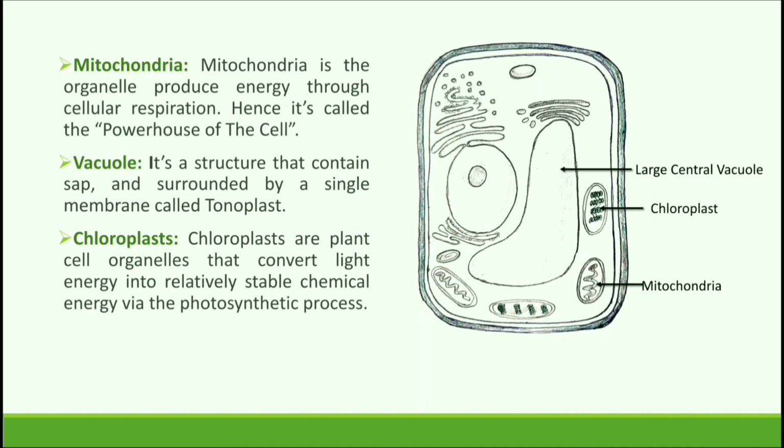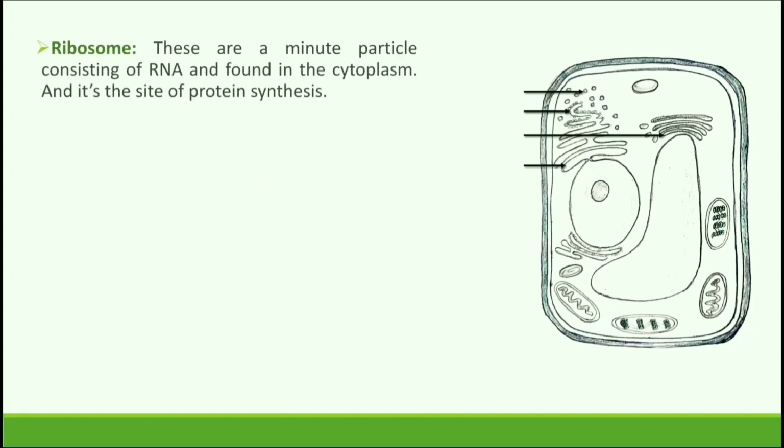Next, chloroplast. Chloroplasts are the organelles in plant cells which are crucial for plants. So what is the function of chloroplast? Chloroplasts convert light energy into stable chemical energy by the photosynthesis process. Chloroplasts contain a green pigment called chlorophyll which is required for the photosynthesis process. Next is ribosome. Ribosomes are minute particles, the smallest particles of the cell, consisting of RNA or ribonucleic acid, and are found in the cytoplasm of the cell. It is the site of protein synthesis.